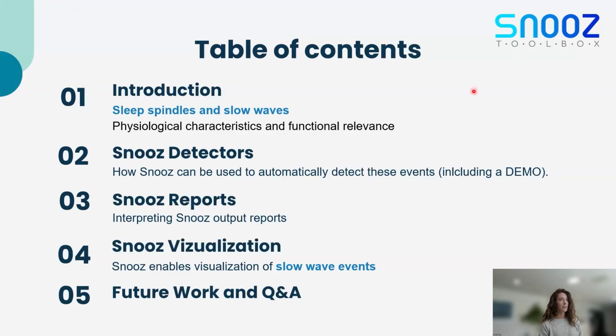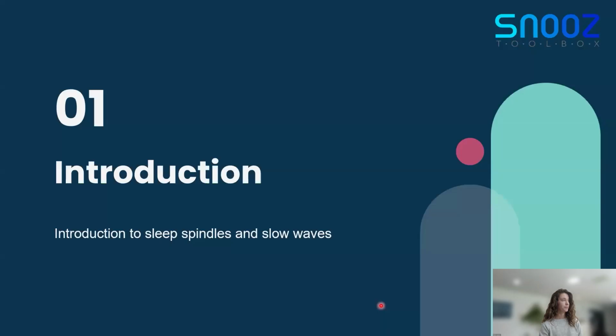Here's the table of contents. I will start by presenting the physiological characteristics and functional relevance of sleep spindles and slow waves, followed by a description of the detectors integrated into the Snooze toolbox with a short demo. After that, I will explain in detail what to expect from the output reports, then show how to visualize slow wave events in Snooze. I will finish with future work and conclude with a question and answer session.